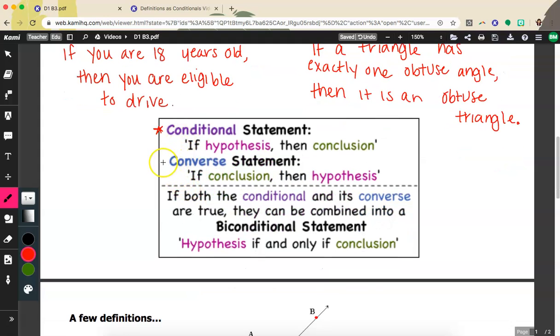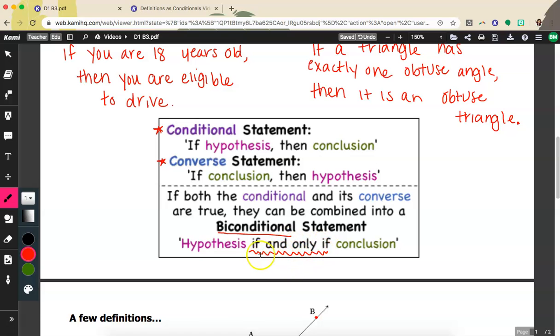We also have the converse of that. Converse kind of means opposite. So the converse statement is, if conclusion, then hypothesis, switching the order, and we'll look at some of those in a moment. If both the conditional and its converse are true, then they're combined into a biconditional statement. The setup of that goes: hypothesis if and only if, this is our important phrase here, the conclusion.